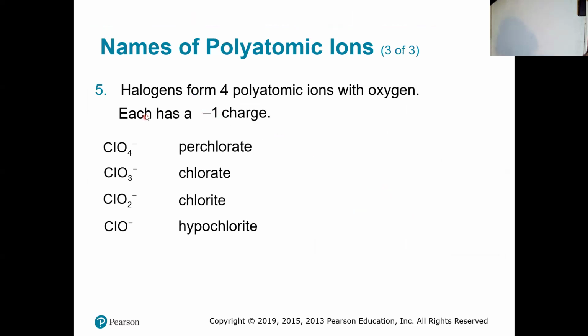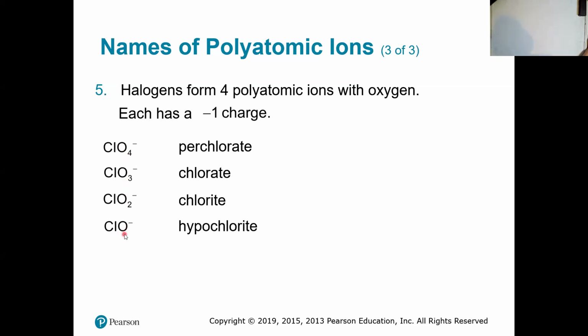We'll also see some sets of halogens in group 7 that form a series of 4 polyatomic ions. Each polyatomic ion decreases in the number of oxygens by 1, or increases if we're going in this direction. But they're all different from each other by 1 oxygen. The charge doesn't change. The identity of the halogen and the oxygen doesn't change, but the number of oxygens in each one is the thing that changes.